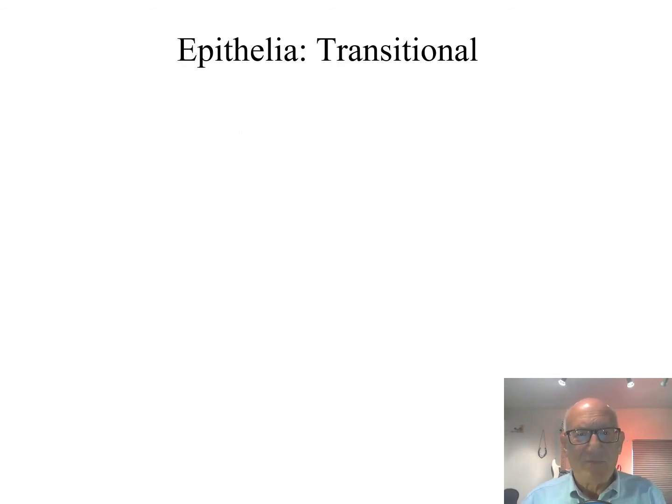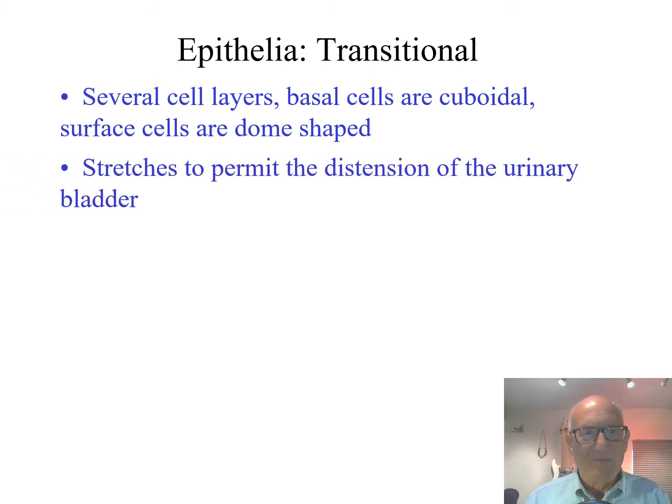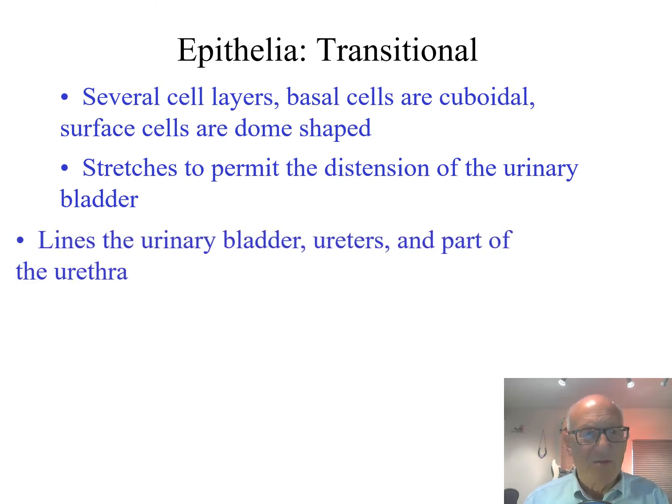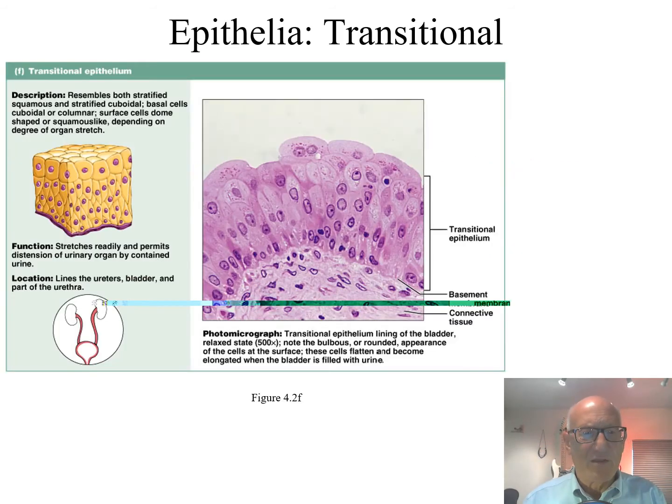The next type of epithelium is transitional. Transitional is a little bit different. It's several cell layers, and the basal cells are cuboidal. The surface cells are dome-shaped. It stretches to permit the distension of the urinary bladder and the ureters. So that's where we find them. Urinary bladder, in the ureters, and part of the urethra.